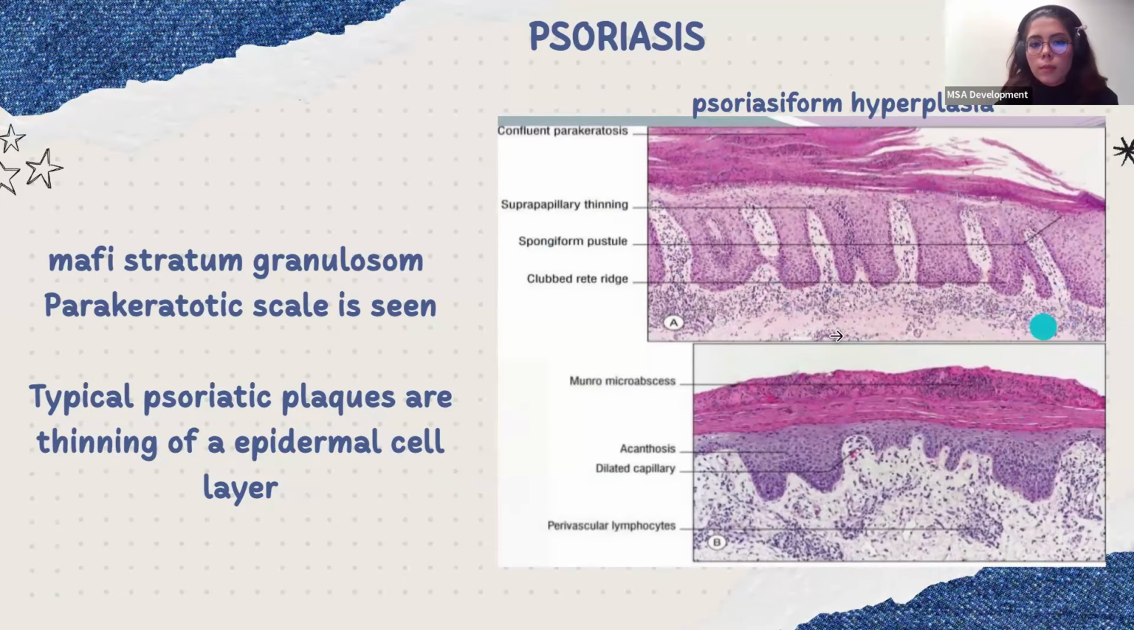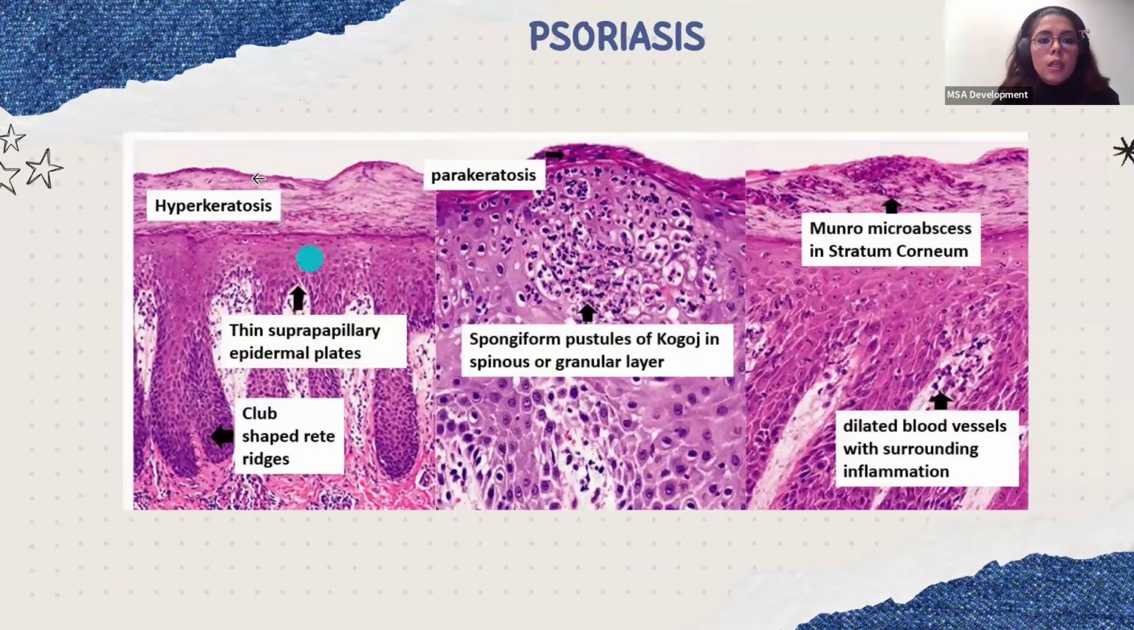Psoriasiform hyperplasia. Keep it in the back of your mind. This is what they look like, basically. Okay, this is a slide. This is the histo slide of stuff you would see. This was not in your lectures. I just took it from elsewhere, put it just to help you. You see hyperkeratosis. You see thin suprapapillary epidermal plates. Okay, these over here are thin, and you see clubbed rete ridges. You see also parakeratosis and spongiform pustules of Kogoj in the spinous or granular layer, Munro microabscesses in the stratum corneum, and dilated blood vessels with surrounding inflammation.